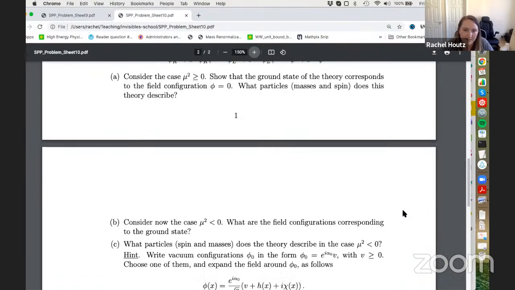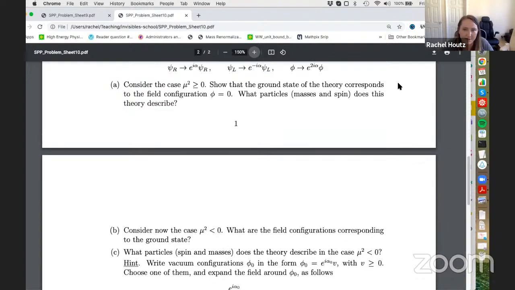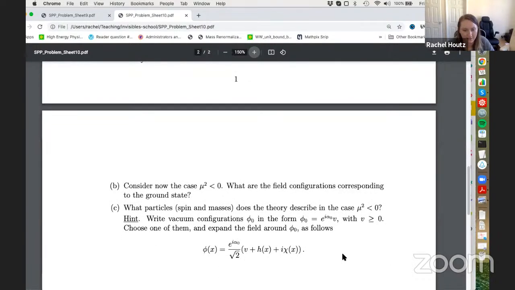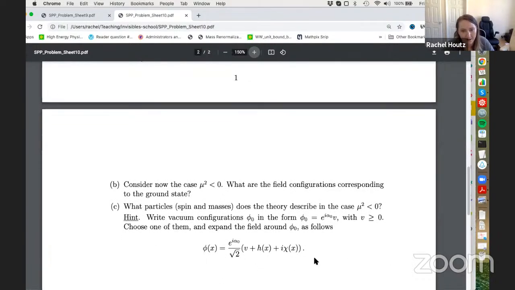So the question is basically, you can see here, asking the same questions as before. Consider the case where mu squared is greater than 0, and then find the ground state and the particles of the theory. Consider the case where mu squared is less than 0, find the ground state, and then find the particles of the theory, where they give you a hint as to how to expand phi in terms of v, when phi is a complex scalar field. So what they want you to do is write phi as a real component, plus an i times a different real component. So you write it as 2 real fields instead of 1 total complex field.